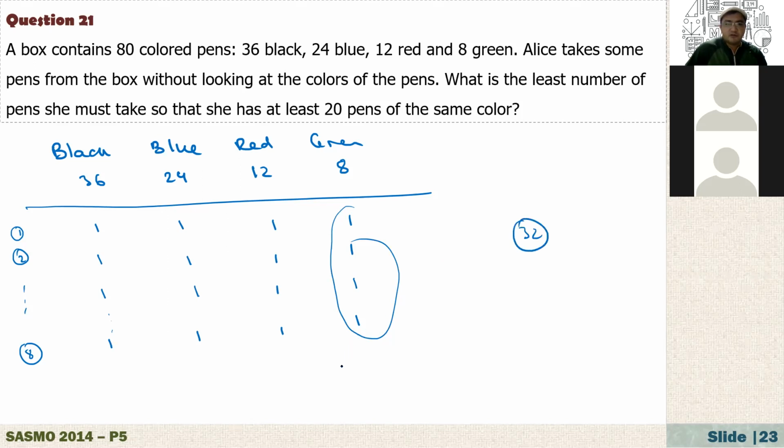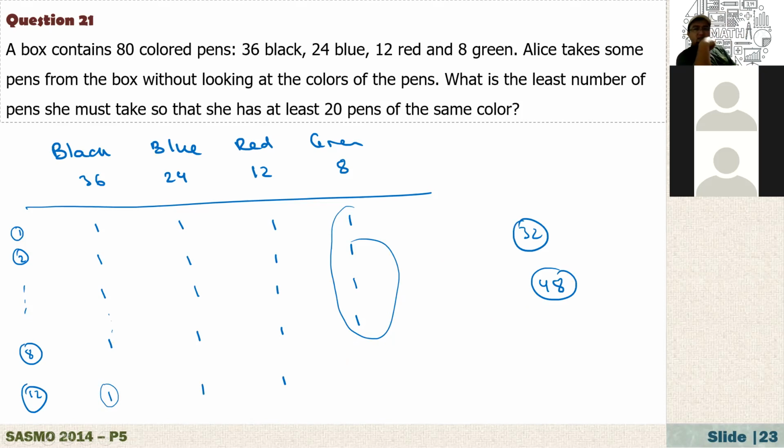So now if I continue, and it's 12 picks, here I have again black, blue, and red. Now here we have 12 times 4, I have 48 picks. But still, I have the same color, maximum 12 of them, right?